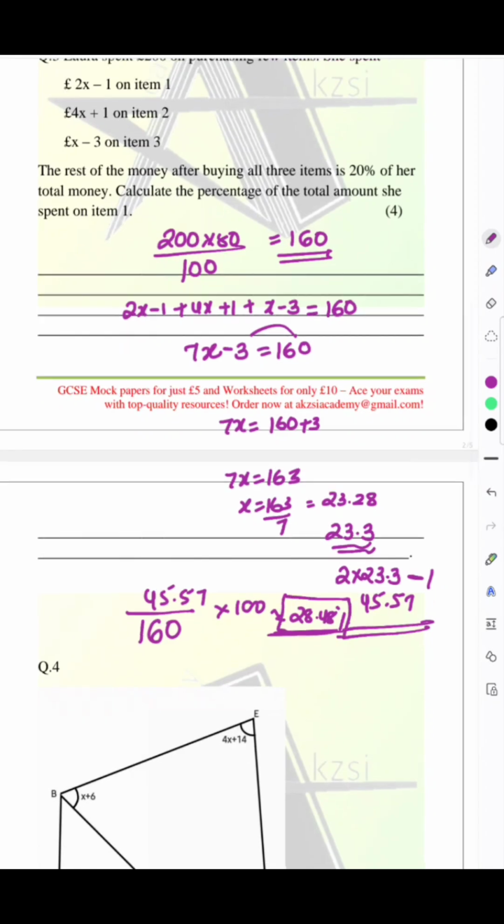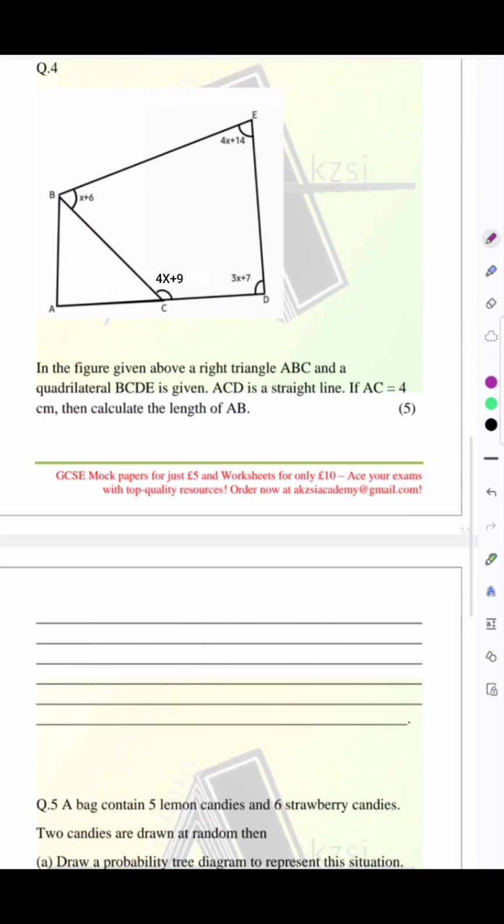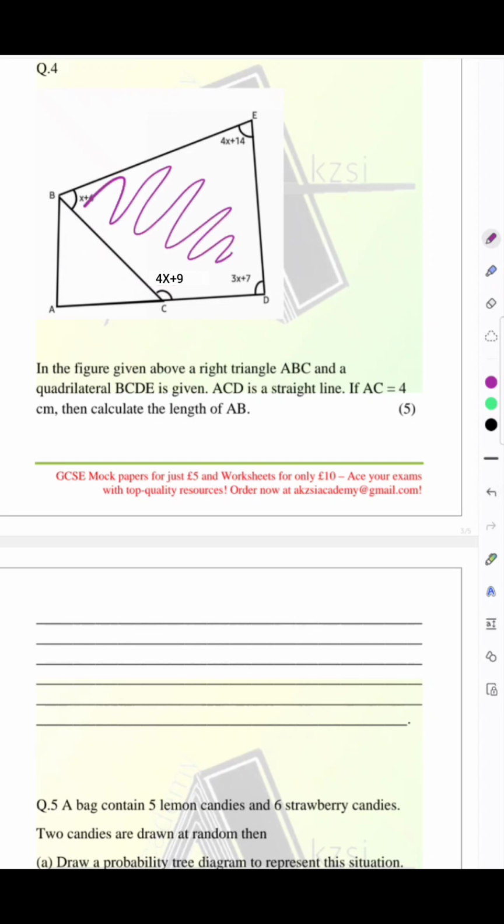Moving on to question number 4. In the figure given above, a right triangle ABC, this is the right triangle that they are talking about, and a quadrilateral BCDE, this one, is given. ACD is a straight line. This whole ACD is a straight line. And if AC is 4 centimeters, this part is 4 centimeters, then calculate the length of AB. That means we have to calculate the length of this one.